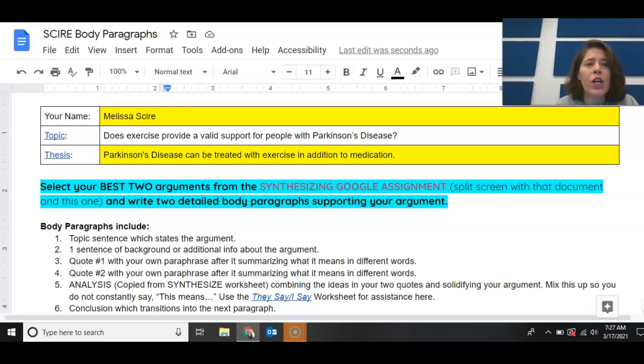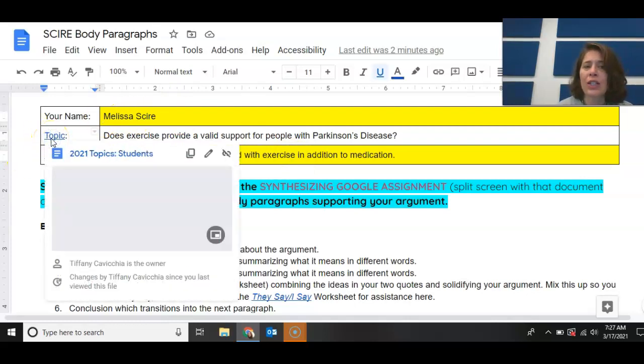Hello, everyone. So today we're going to focus on body paragraphs. Now, believe it or not, you almost have everything you need for this section already. So the first thing you need to go ahead and do is put your name, your topic, and your thesis statement right here. If you don't remember that, we've hyperlinked these things here.